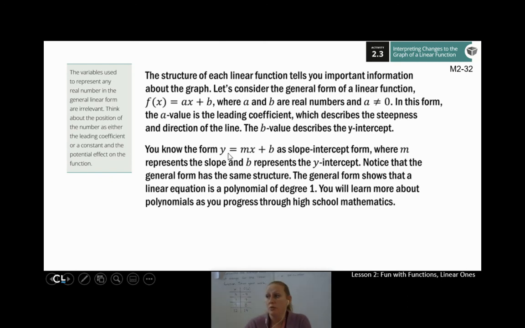We also know this form is y equals mx plus b. We've known that it's slope-intercept form, but these are the same, again, with m being the slope, how steep, increasing or decreasing. B, again, represents our y-intercept. These have the same structure, and like I said before, this is called the general form of our equation. So the general form shows that a linear equation is a polynomial of degree 1. We're not going to stress about this too much. You'll learn more of this as you progress through your math classes.